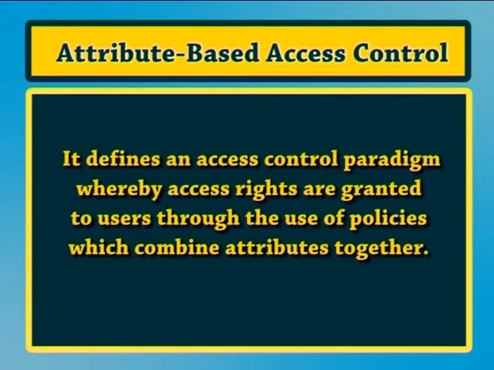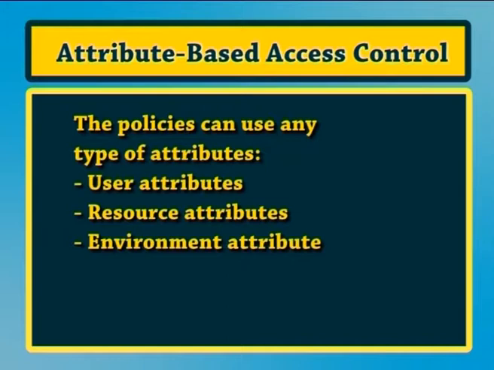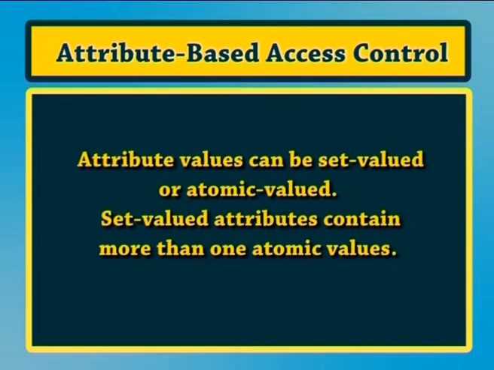Number 7, attribute based access control. Attribute based access control defines an access control paradigm whereby access rights are granted to users through the use of policies which combine attributes together. The policies can use any type of attributes: user attributes, resource attributes or environmental attributes. Attribute values can be set valued or atomic valued.